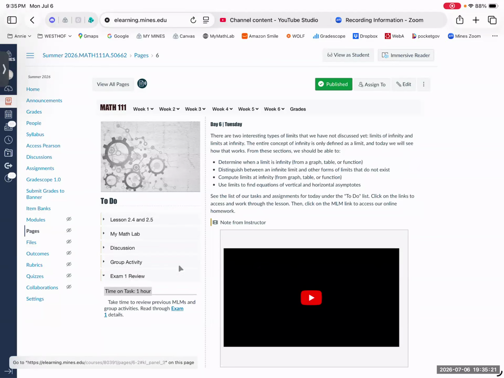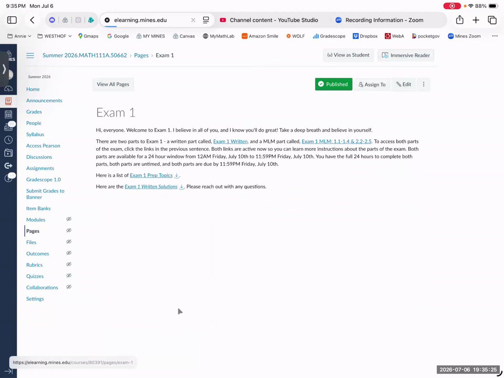And then let's start talking about our exam 1. Click exam 1 details and it'll tell you what our exam 1 is like. Our exam 1 has 2 parts: a written part and an online MyMathLab, or MyLab Math, part. You're going to complete these parts separately. To access either part, you need to click the link exam 1 or the link exam 1 MLM.